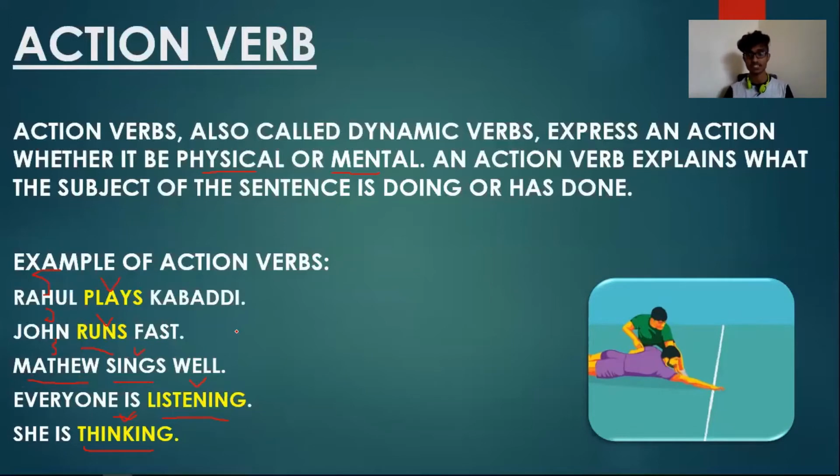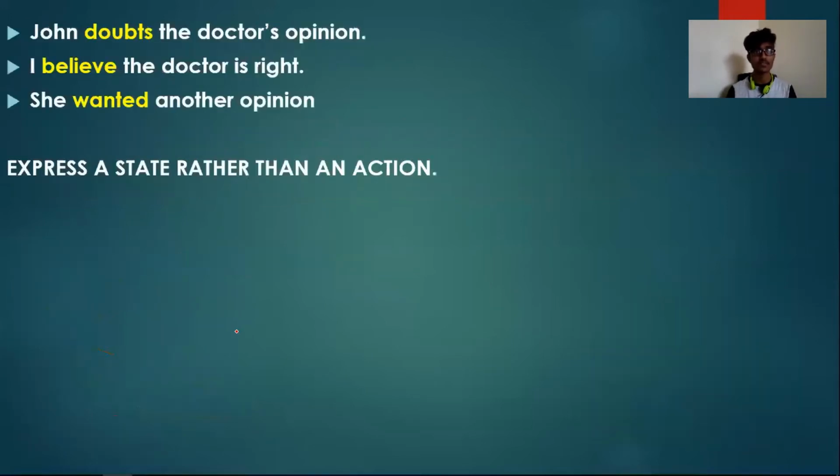Now, let's go to the next one, that is stative verb. Stative verbs express a state rather than an action. So these are verbs relating to emotions, thoughts, beliefs, etc. Let's consider the following example. John doubts the doctor's opinion. John is the subject, which is the noun, and doubts is the stative verb.